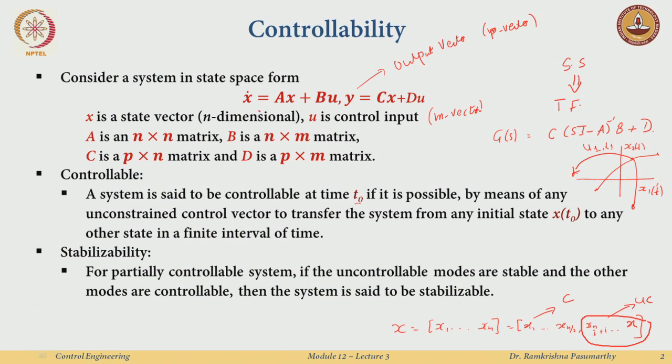Okay, now, how to test controllability? So, what am I given? I am given this equation x dot is Ax plus Bu, and I ask, can I start from an initial condition, let me denote this as x naught, and go to some state x at t1, some finite time, with some unconstrained control? So, can I do something with this differential equation?